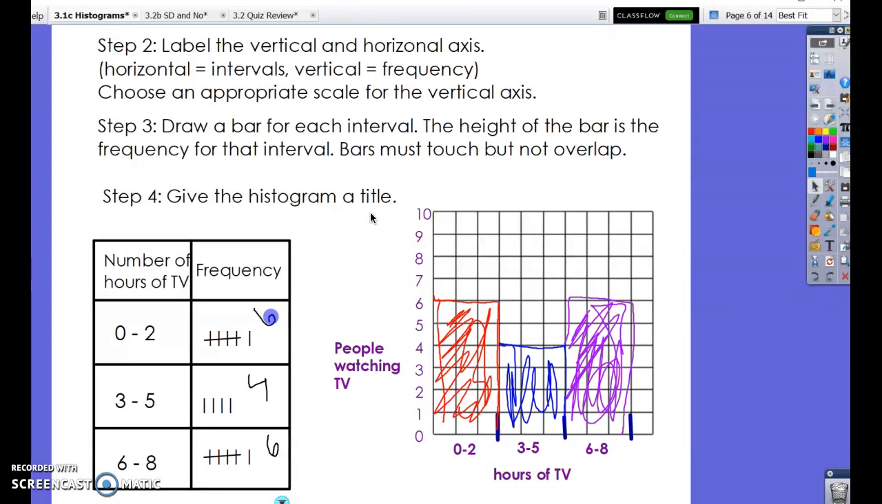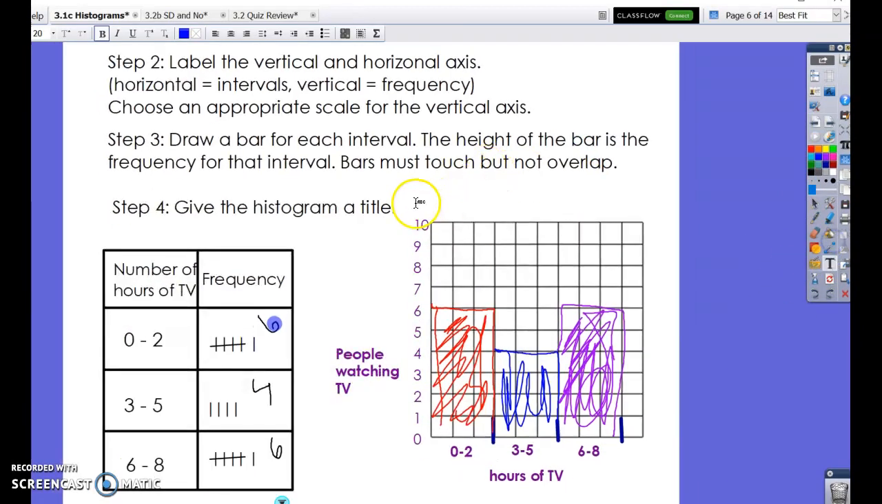Giving the histogram a title is our very last step. So we are talking about hours of TV people watched. Hours of TV. And that is our histogram.